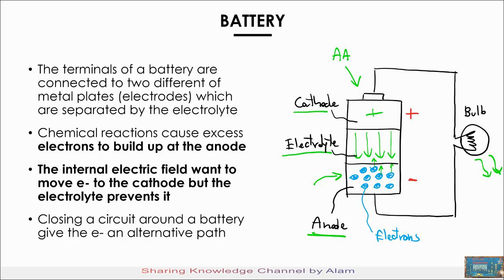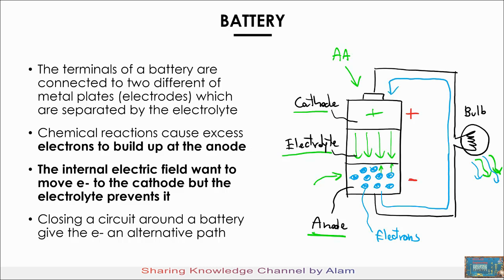When you connect a circuit to the battery and you close the loop, you are giving the electrons an alternative path to reach the cathode. Now that the circuit is connected to the battery, the electrons have a way to reach the cathode, and one by one they will go along the wire and through the light bulb. The light bulb hopefully will emit some light, and eventually they will reach the cathode.